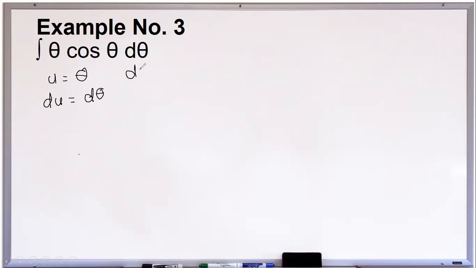So derivative of v natin, which is equal to cosine of theta d theta. Kasi kanina puro algebraic exponential. Ngayon may involved na trigonometric function. Okay, so derivative niya is cosine theta d theta.